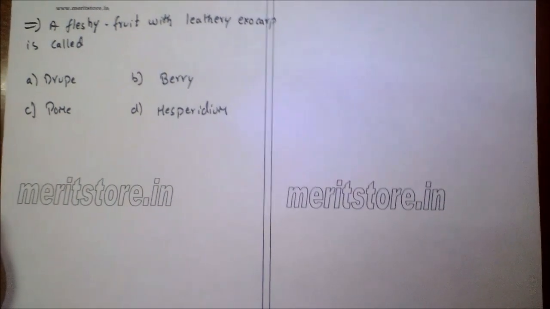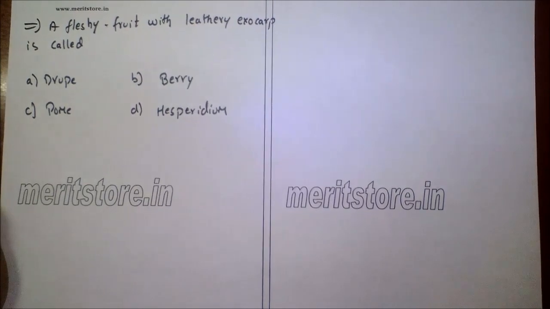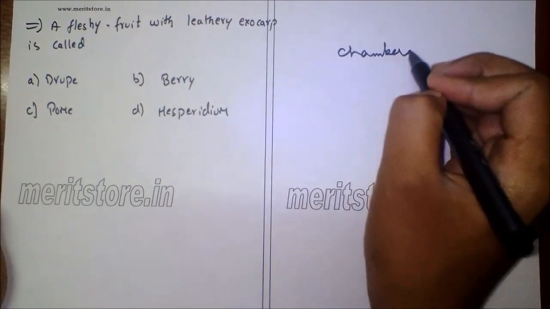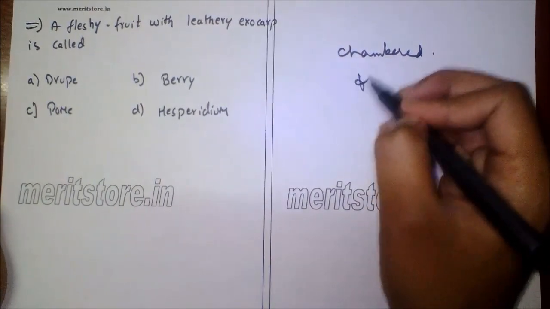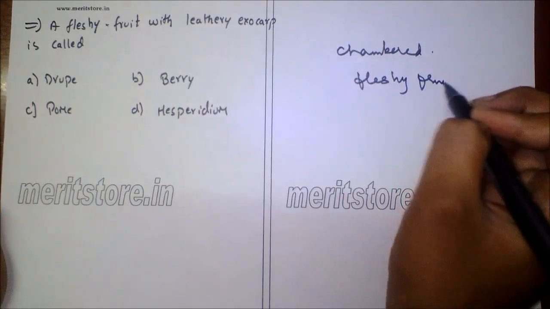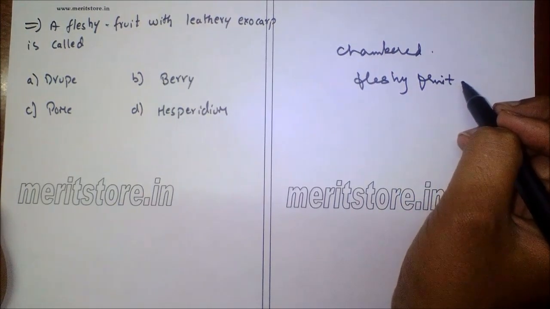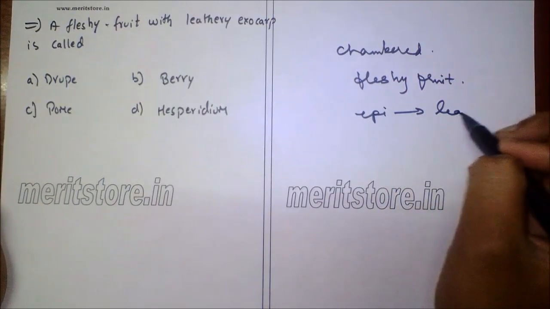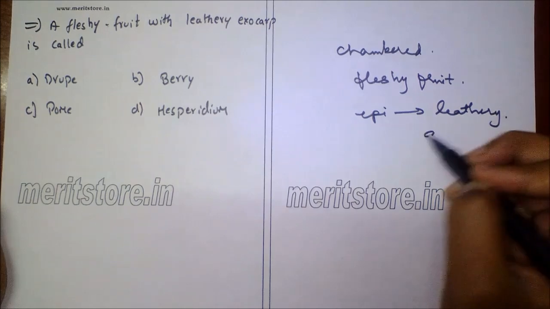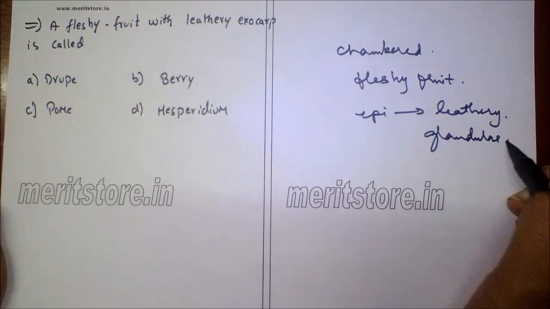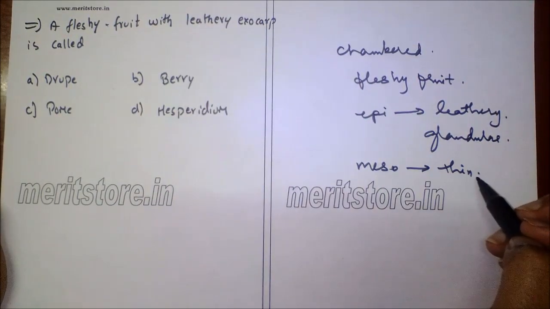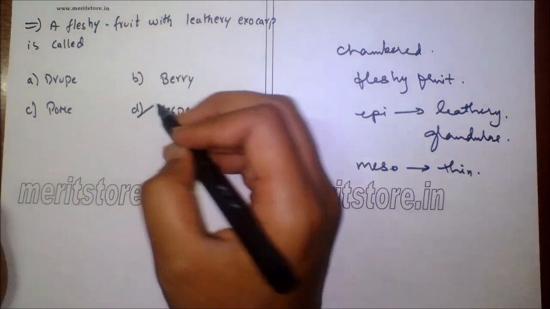A fleshy fruit with leathery exocarp is called: A. drupe, B. berry, C. pome, D. Hesperidium. Hesperidium is a chambered and many-seeded fleshy fruit developed from multicarpellary syncarpous superior ovary. The epicarp is leathery and glandular. Mesocarp is thin and smooth. It is seen in lemon and oranges. Option D.